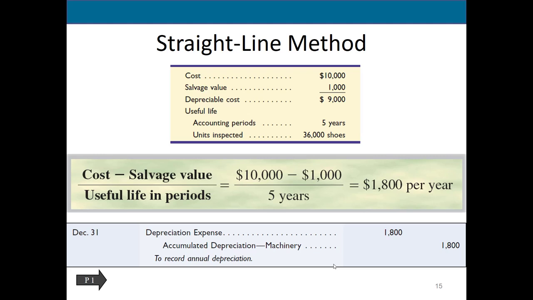So in the formula, we take the 10,000 minus the 1,000. That gives us 9,000. We divide that by 5 years, and it says that we need to allocate $1,800 of the $10,000 cost out per year. How do we do that? We book the $1,800.